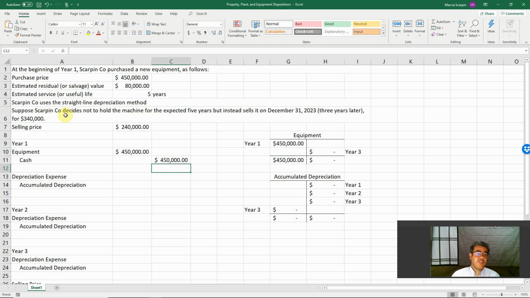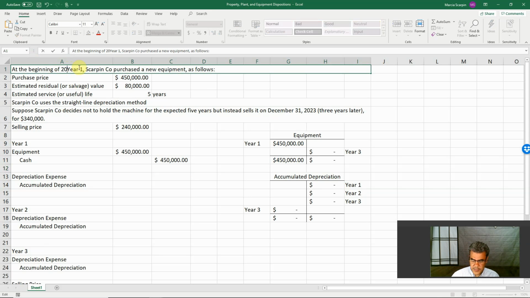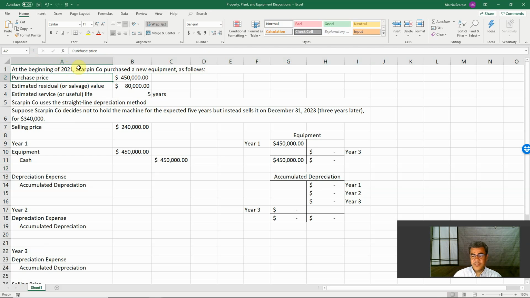Scarpin Corporation decides not to hold the machine for the expected 5 years, but instead sells it on December 31st, 2023, 3 years later. So at the beginning of, instead of year one, let's make it more clear, beginning of 2021. Yes, now we have it. For 340. So, okay, if we keep this equipment for 3 years, we have three depreciation expenses.